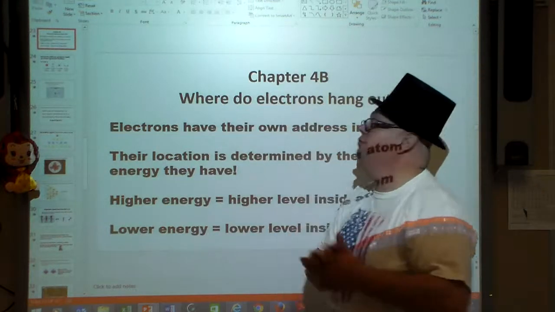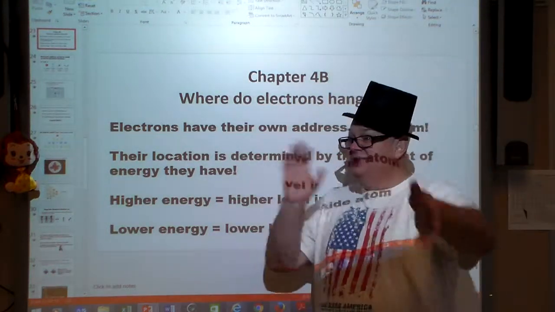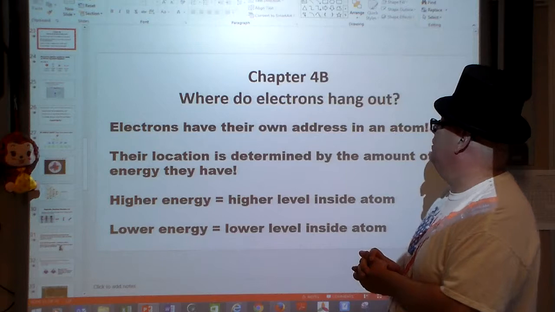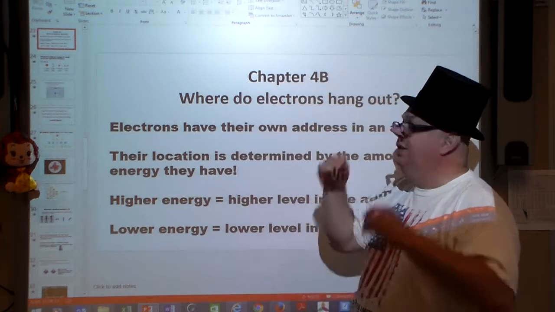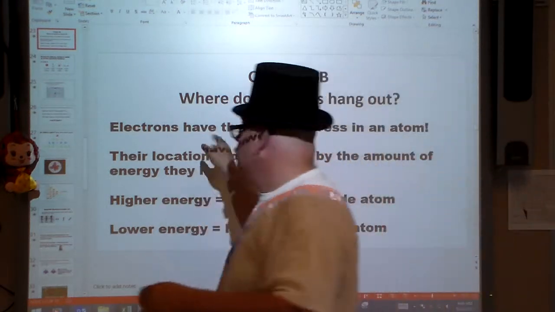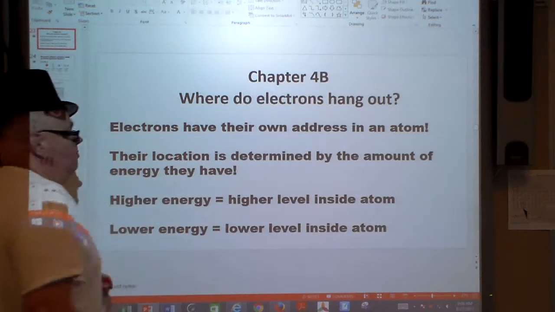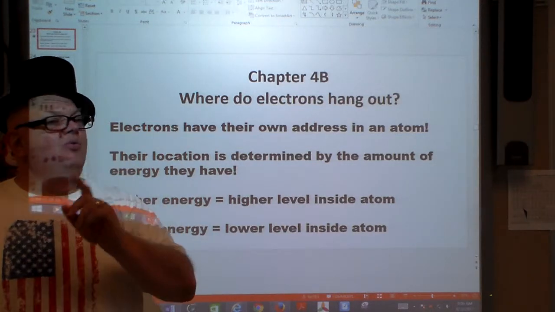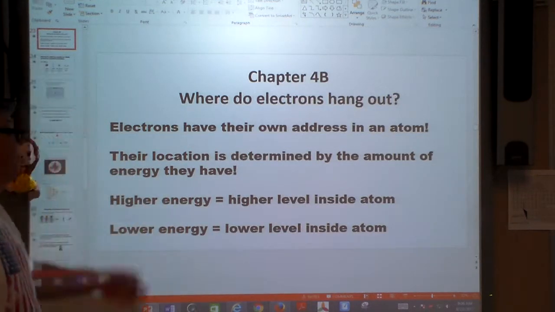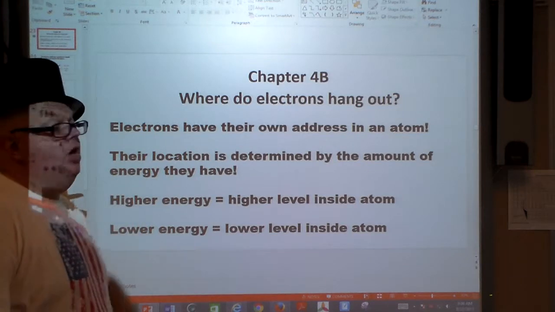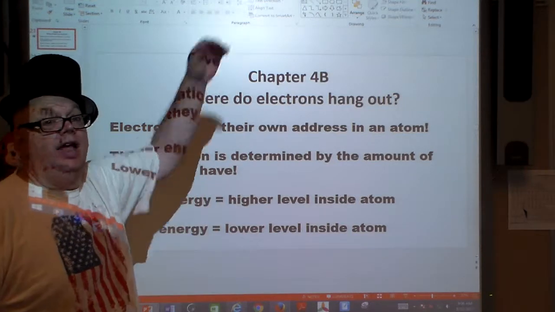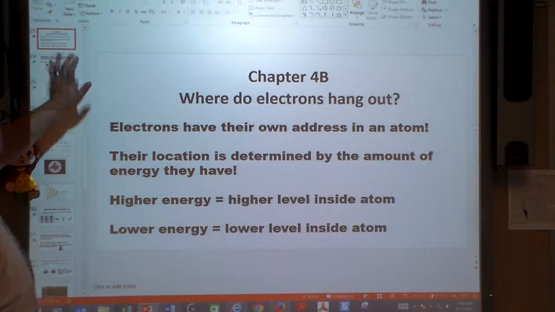So we're in chapter 4b. Last part we talked about the history, how we discovered the atom. Now we're looking at where do electrons hang out. Well, electrons have their own address in an atom. And where they're located is partly determined by the amount of energy that they have. More energy, higher level. Less energy, lower level.